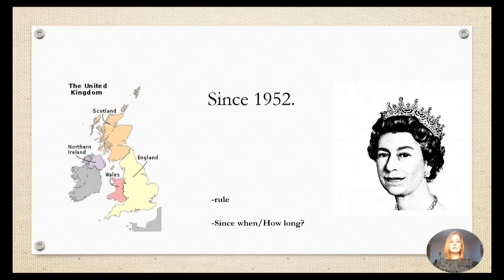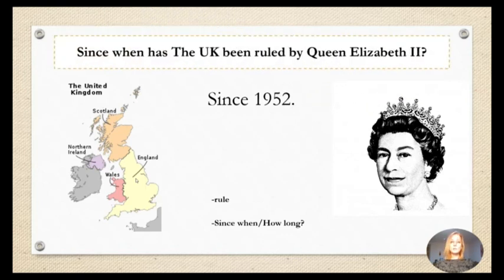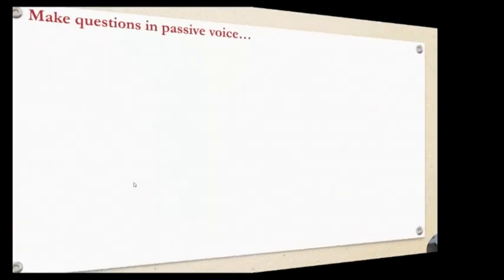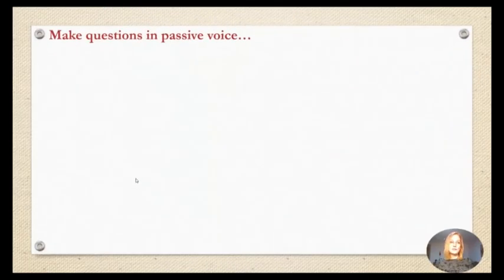So the question word could be since when or how long. But be careful. The subject is not the Queen Elizabeth II because this is not an active sentence, but our subject is the United Kingdom. Since when has the UK been ruled by Queen Elizabeth II? It has been ruled by Queen Elizabeth II since 1952. Great. And our last exercise for today, you should make questions in passive voice. Let's look at the first one.